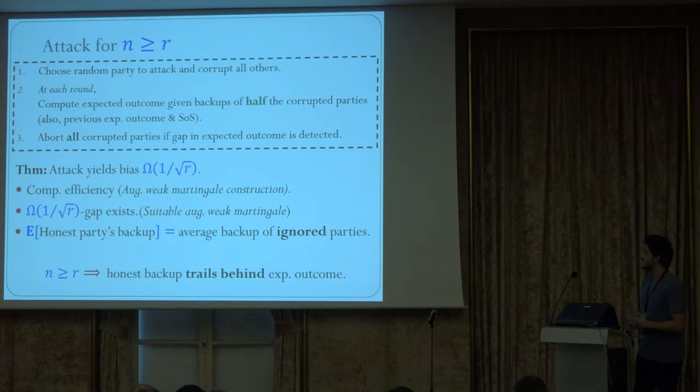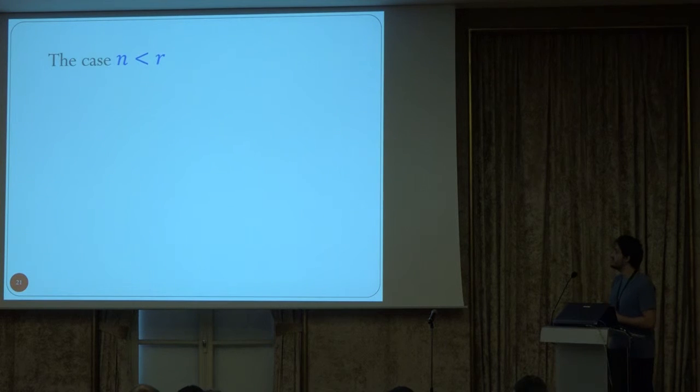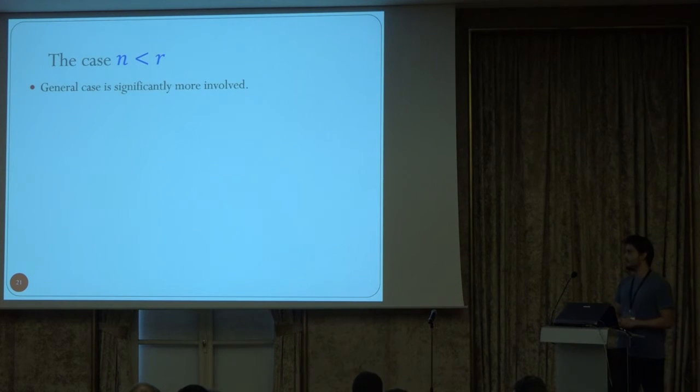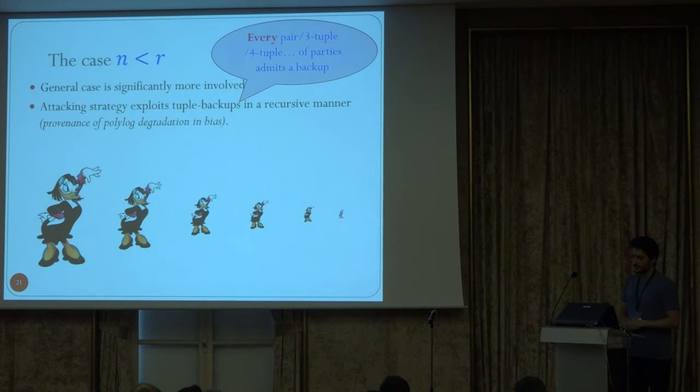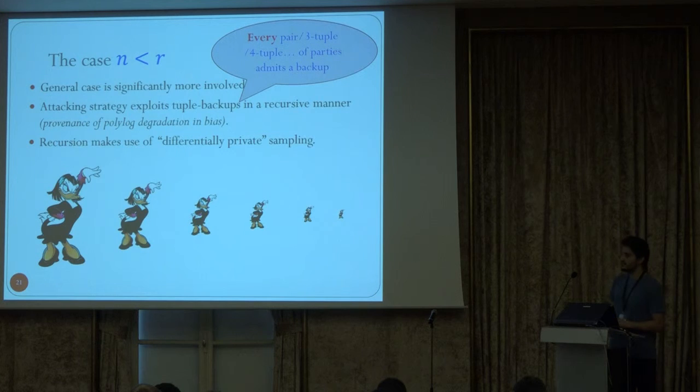So this was the basic idea, so let me very briefly give you almost nothing about the general case. The general case is significantly more involved, because in reality our attacking strategy exploits tuple backups in a recursive manner. This is also where we have the degradation in the bias. And the recursion, these attacks that happen one after the other, use the differential private sampling that I mentioned at the beginning.